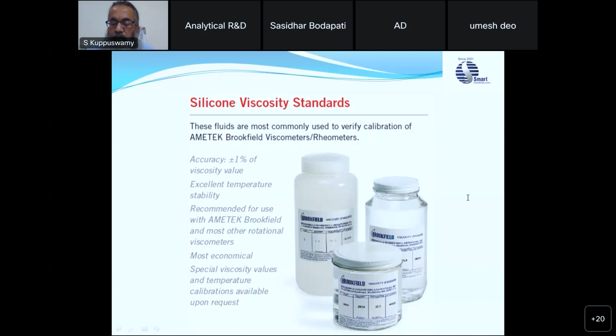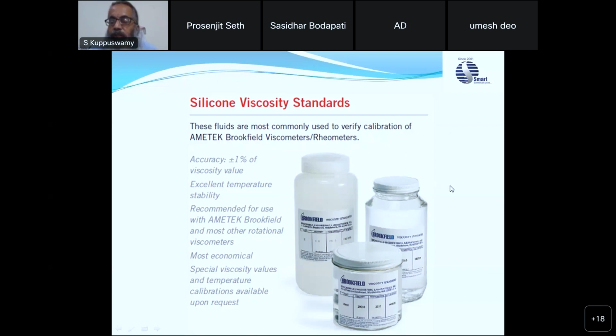Is it clear, sir? Who is on? This question is raised by Umesh from Microlabs. It's a good question. Can you repeat? How much standard sample do we have to take for calibration? Minimum is 500 ml for the regular spindles. For the standard spindles, it depends again on the accessories that are chosen. They need to take the appropriate sample accordingly.